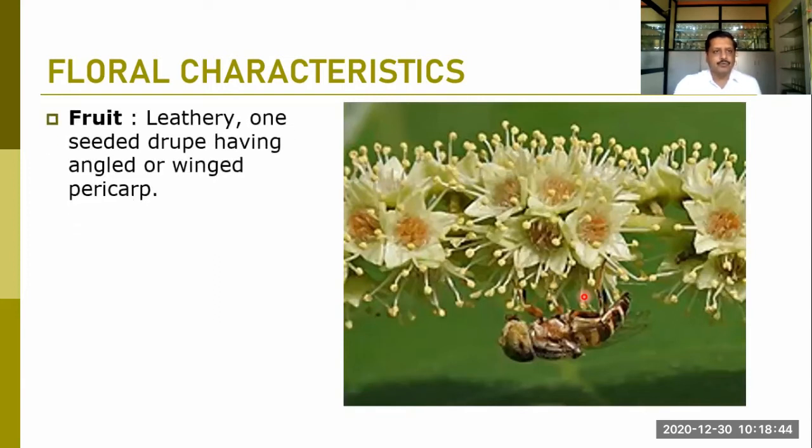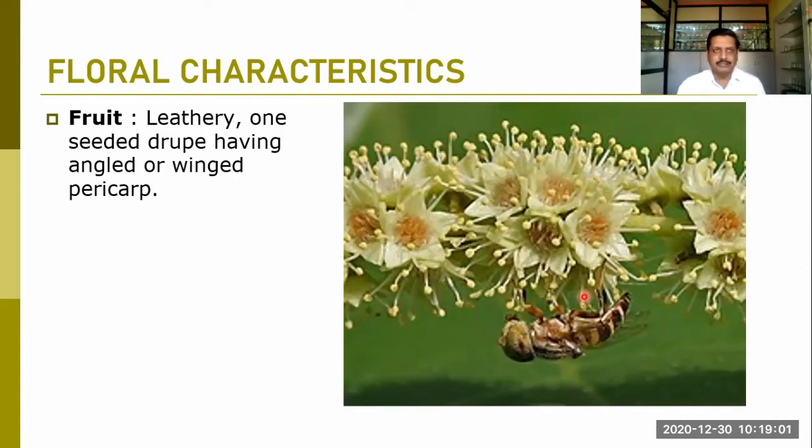When we talk about the fruit, it is normally leathery. Just try to remember the fruit of Terminalia catappa, the almond fruit, bring it in front of your eyes. It is leathery, one-seeded, a drupe, having an angled or winged pericarp.